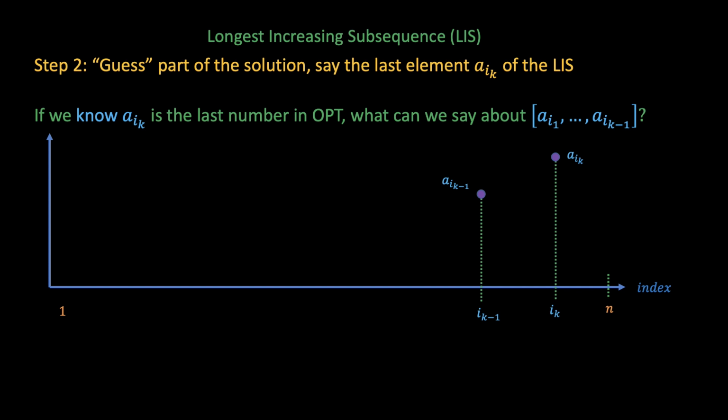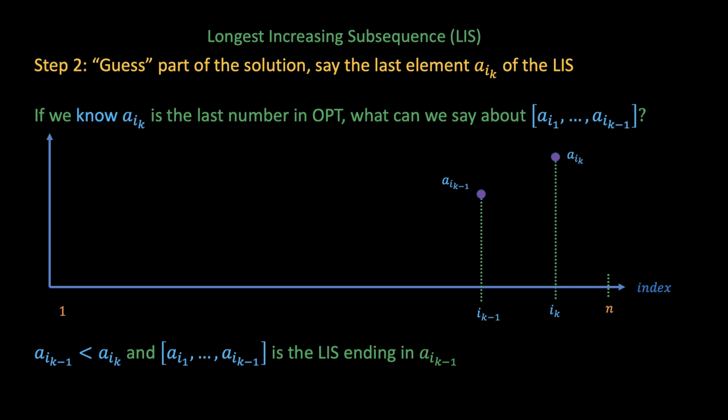Now, I'm sure if you spend some time, you can come up with these two properties. First, since opt is an increasing subsequence, then it must be that a_ik-1 is less than a_ik. In addition, it must be that a_i1 to a_ik-1 is the longest increasing subsequence ending at a_ik-1.